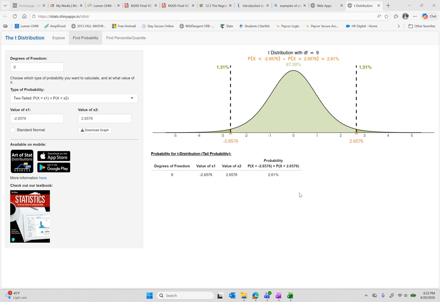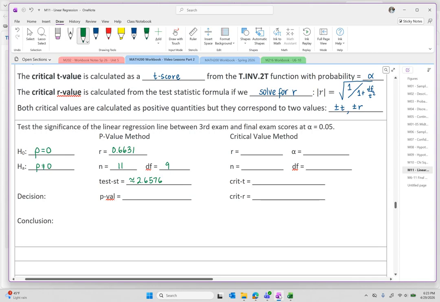It is rounded for the sketch and also for the answer, but a more correct answer will be the final outcome, which is 2.61%. So 2.61% is an approximation again. As a decimal, it is 0.0261. And that p-value is less than alpha, which is 5%.